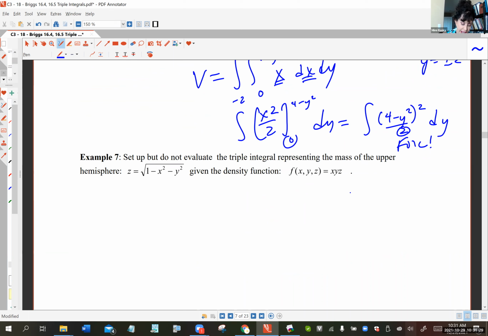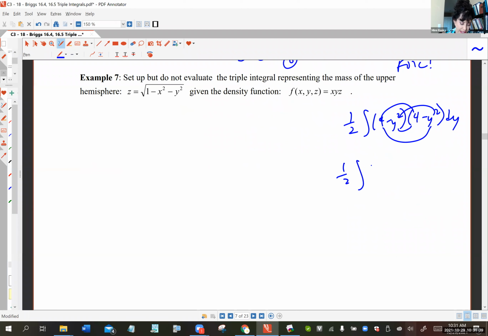FOIL, and I'm going to move the half out here. So I'm going to have to FOIL 4 minus y squared with itself. You know, first, outer, inner, last. And that's going to get me, what do we have here? 4 times 4, 16 minus 4y squared plus another minus 4y squared. I'll add those together. And then finally, negative y squared times negative y squared is a positive y to the 4th. And this is a super easy calculus 1 integral. You know how to do, right?